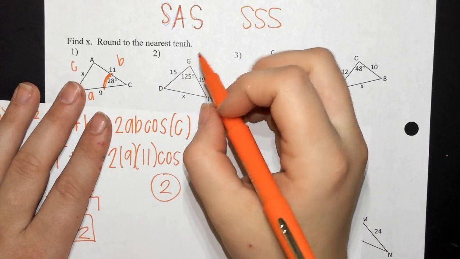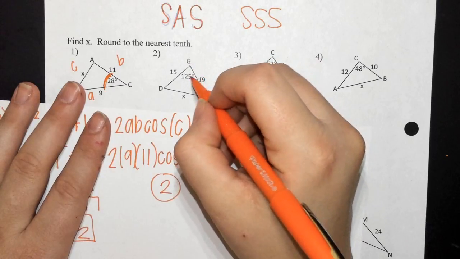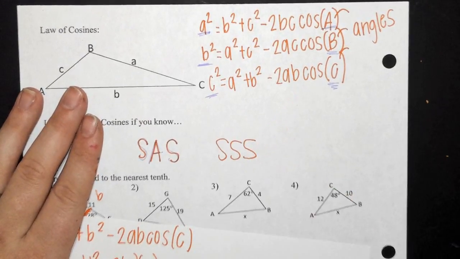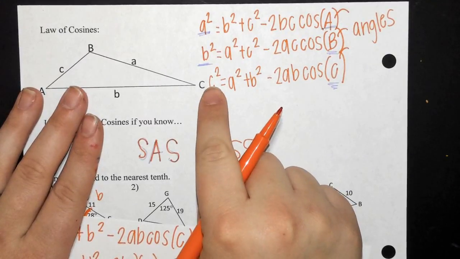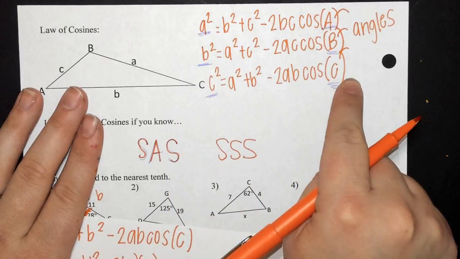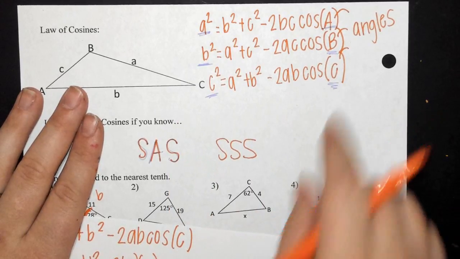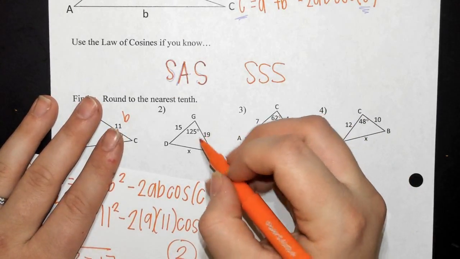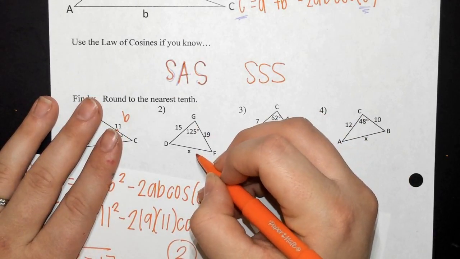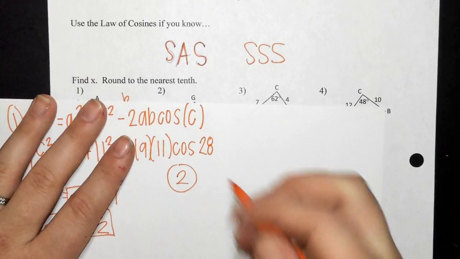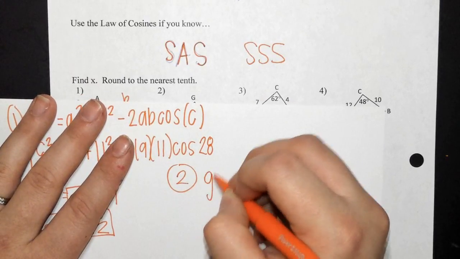Okay, so look. Remember what I said. Whatever I am finding, if I'm finding a side, that letter's going to be outside. If I'm finding an angle, that angle's going to be outside. So in this case, I'm finding what side? G, D, or F? G. I'm finding G. So guess what goes first? G squared.